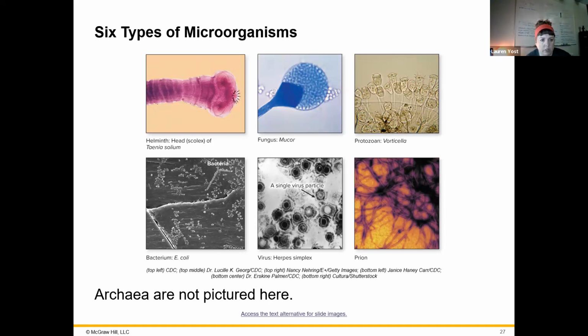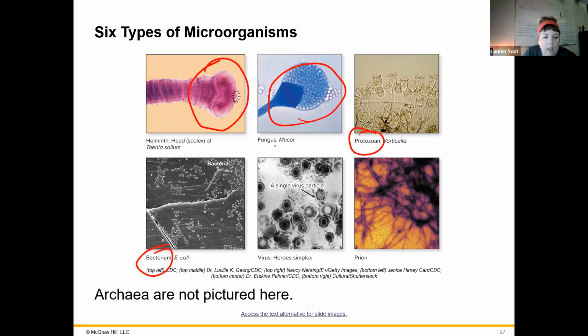These are just some pictures of some of these organisms that we are talking about. We have the helminth, like the worm. This is like the head of a tapeworm. This is Taenia solium, which is the typical pork tapeworm. Then we have fungus here. So we have here, this is a reproductive structure of the fungus. Then we have a protozoa, a bacterium, a virus. This is herpes simplex virus. And then we have a prion, which is just proteins.